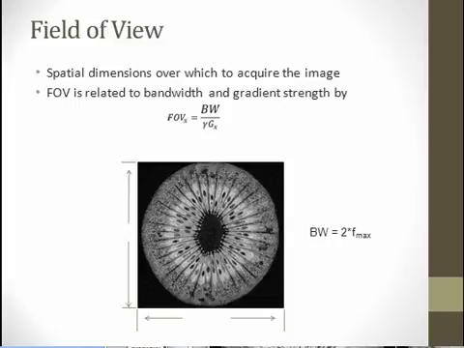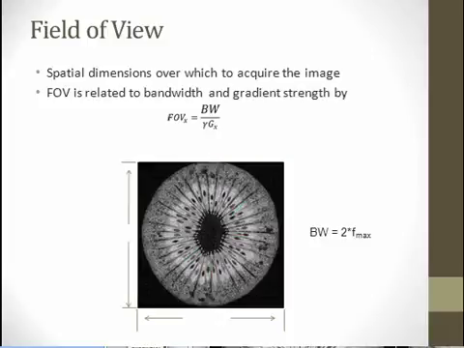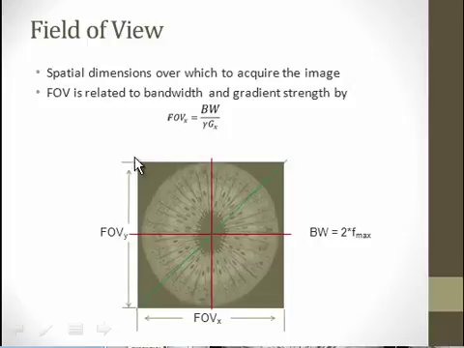So the field of view, what is a field of view? It's really just the spatial dimensions over which to acquire the image. Here I'm showing an image of an axial slice through a kiwi fruit, and field of view y in this direction. Take this as the y direction, take this as the x direction. And an important relationship is how the field of view is related to the bandwidth. So bandwidth is really just a range of frequencies.